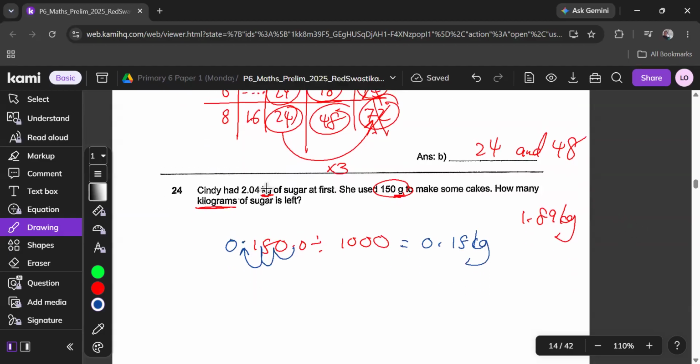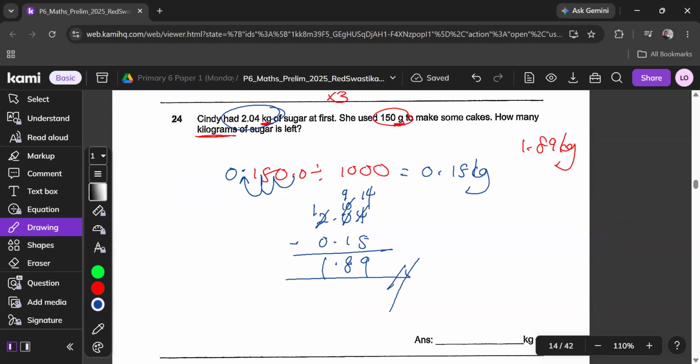All right. So Cindy had 2.04 kg. Then what did she do? She used, so minus 0.15. When you use, you minus. So borrow, okay, but this person got no money to lend you. Borrow from the other person. So this becomes 1, then the 0 becomes 10, and then you lend to the other person. So when you lend, it becomes 9, and then 4 becomes 14. Okay, everyone should know how to do this. This is primary 3. 14 minus 5 is 9, 9 minus 1 is 8, then the dot, and 1 minus 0 is 1. 1.89 kg. Okay, good. Okay, let's go on to the next one.